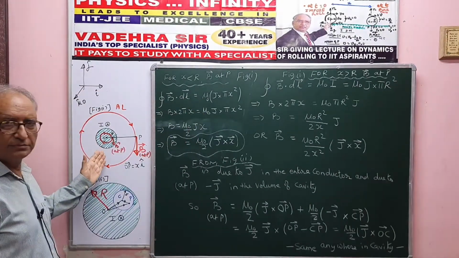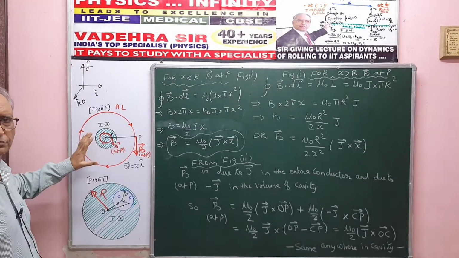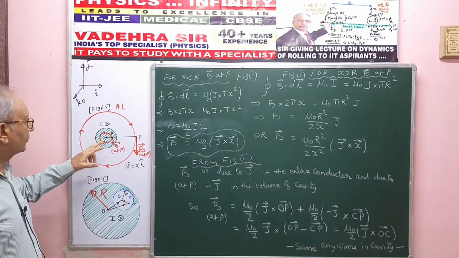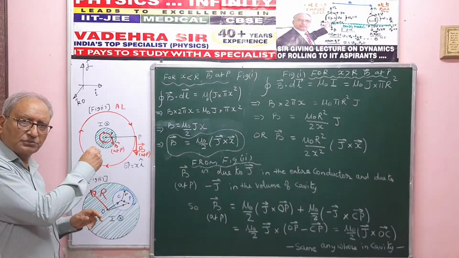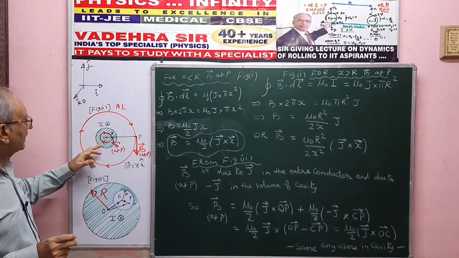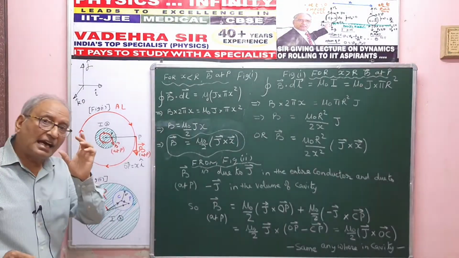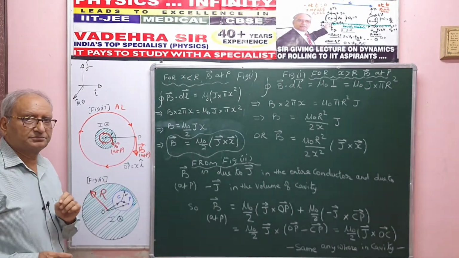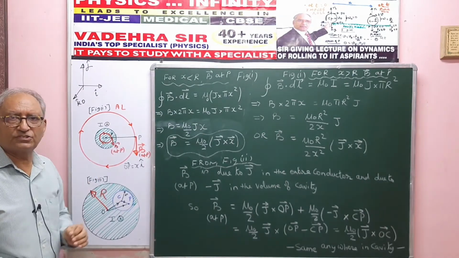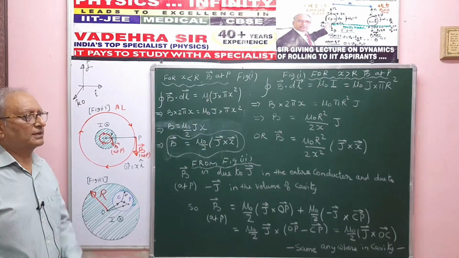Consider figure 1. I have this wire. This is a cross-sectional view, and in the wire the current flowing is I, inwards. So the current density will be I divided by pi capital R square, because capital R is the radius of the wire. So J, the current density, is I upon pi R square.